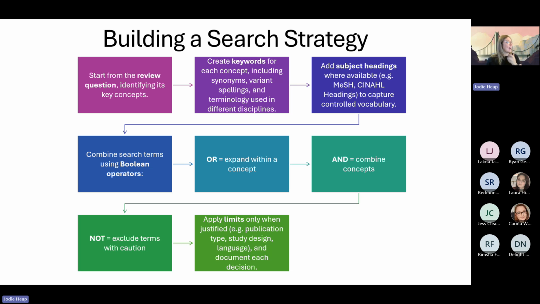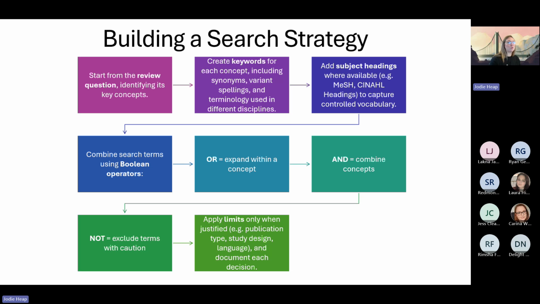So building our search strategy, how do we do that? What we want to do is start from the review question and identify its key concepts. Typically, when I do it, this looks like a spider diagram. So I have my question in the middle and I try to bring out the key concepts of the things that I'm trying to investigate.